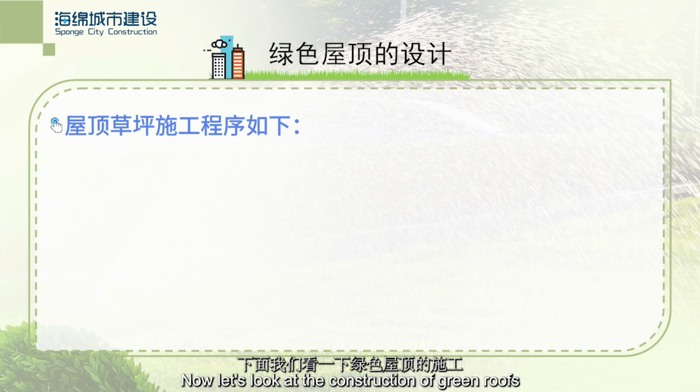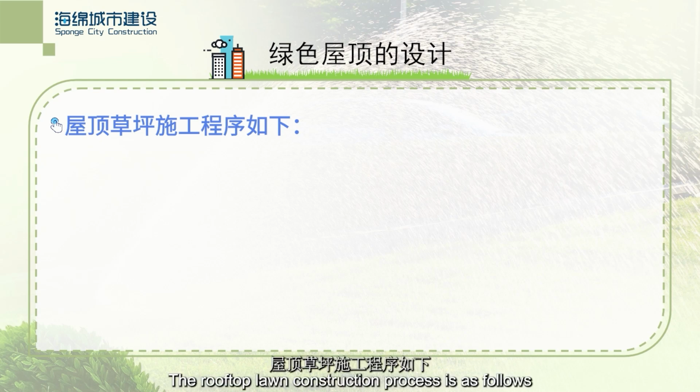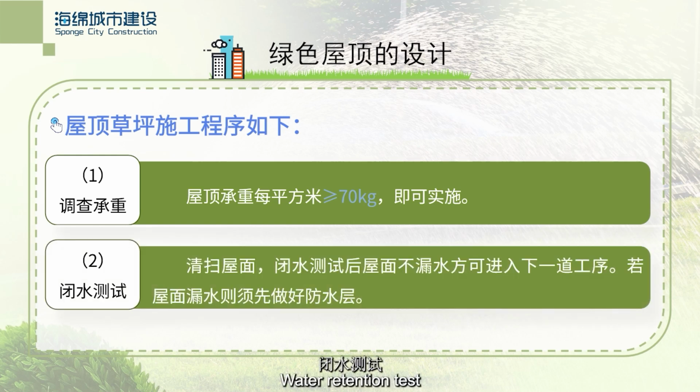Now let's look at the construction of green roofs. First is the construction of rooftop lawns. The rooftop lawn construction process is as follows. Check load capacity. Roof load capacity should be greater than or equal to 70 kilograms per square meter. Before proceeding, water retention test. Clean the roof. Conduct a water test and proceed if there are no leaks.